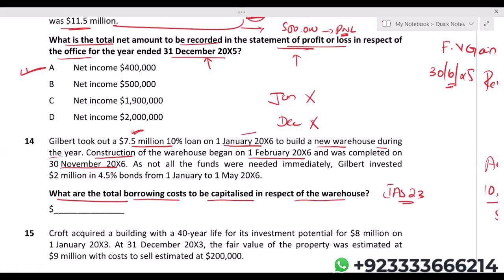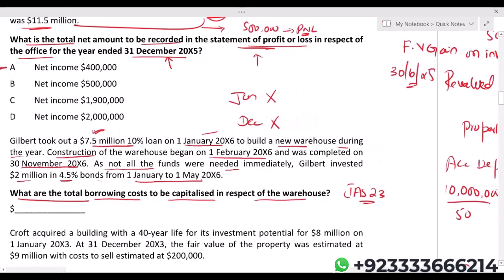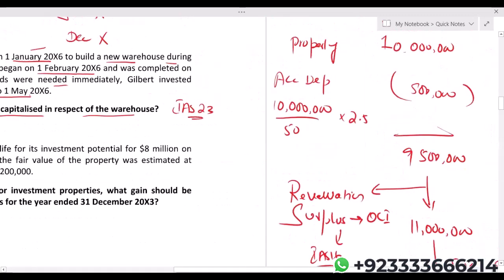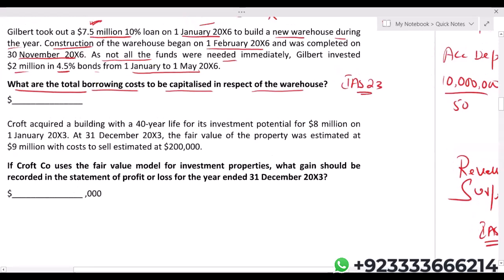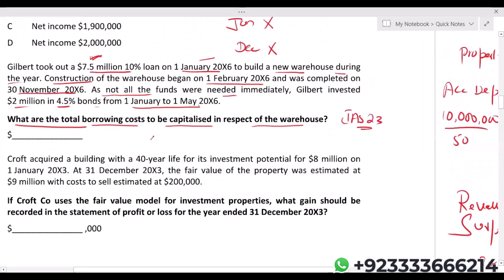Okay. As not all the funds were needed immediately, Gilbert invested 2 million in 4.5% bonds from 1st January to 1st May X6. Now, very important. The borrowing cost which we are capitalizing, the time period, if I just show you the timings, is since 1st Feb X6 till 30th November X6.